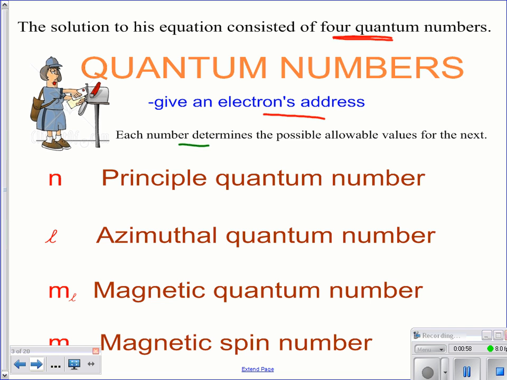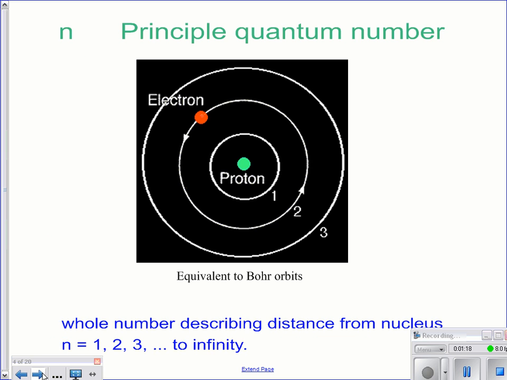Remember that each of these numbers determines the possible allowed values for the next quantum number. So each quantum number is dependent upon the previous quantum number. There are 4 of these quantum numbers that we're going to look at. They are listed here, so let's go ahead and start with our first one.